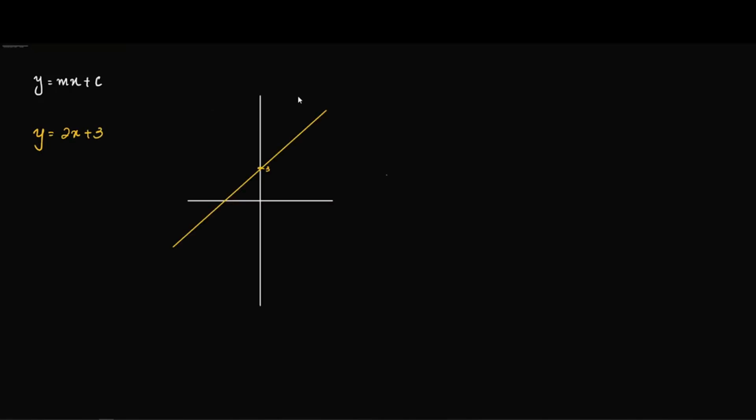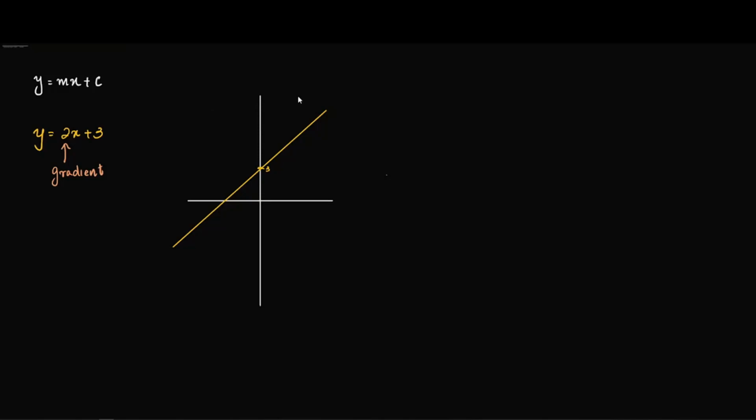We know that any straight line graph can be written in the format y equals mx plus c, where m is the gradient and c is the y-intercept. For example, let's have a look at the graph y equals 2x plus 3. It's very clear that the gradient of this graph is 2. Now what does that mean? Well, it means that the rate of change of y compared to x is 2. In other words, if you were to increase x by 1 unit, y will increase by 2 units.